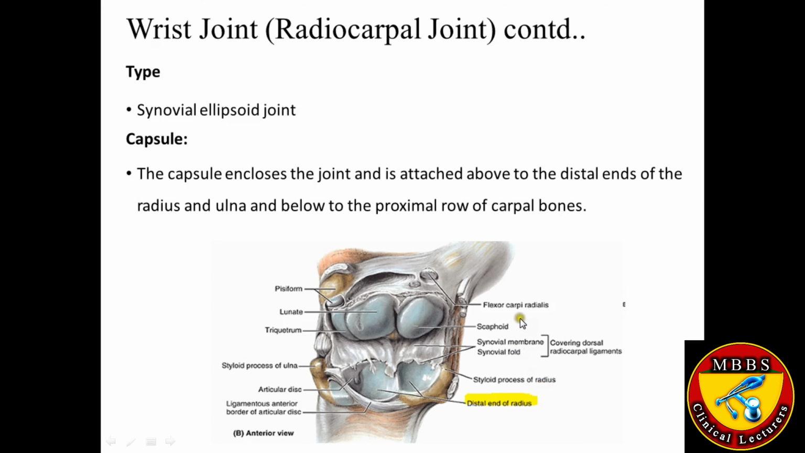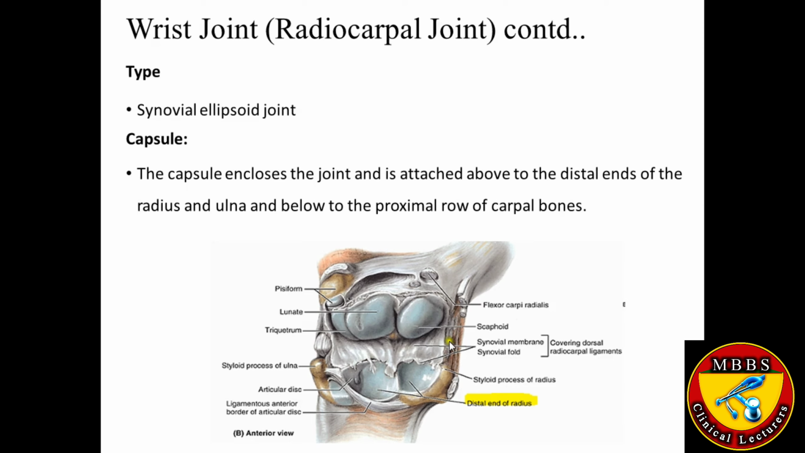What is the type of the joint? The wrist joint is a synovial ellipsoid joint. The capsule encloses the joint and is attached above to the distal end of the radius. You can see over here, this is the distal end of the radius, and the distal end of the radius and ulna are above, and the proximal row of the carpal bones is below. This is the proximal row of the carpal bones.